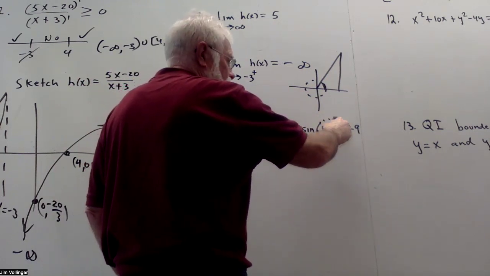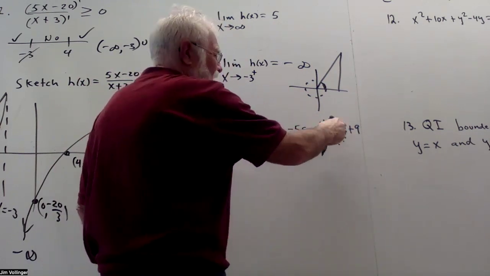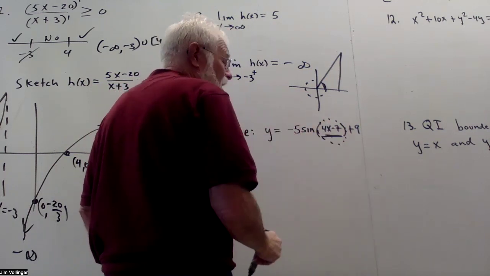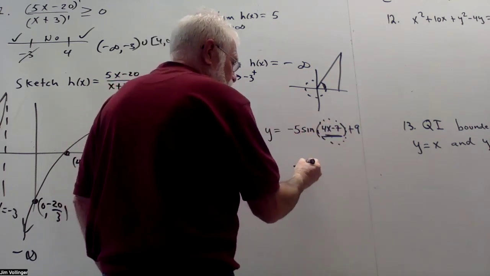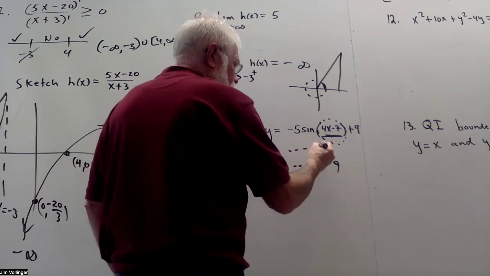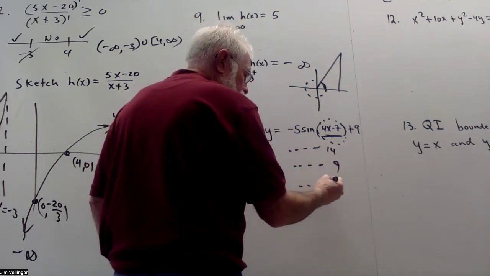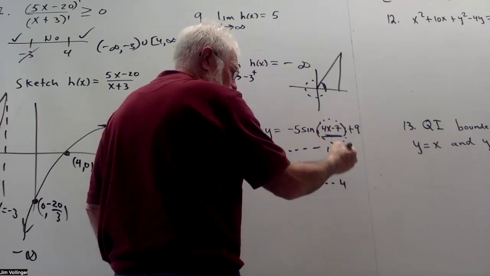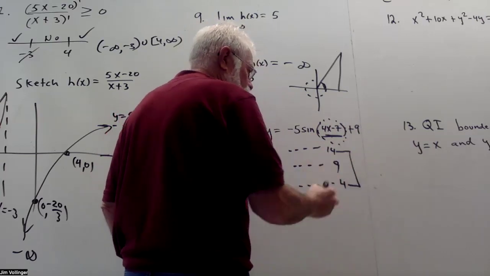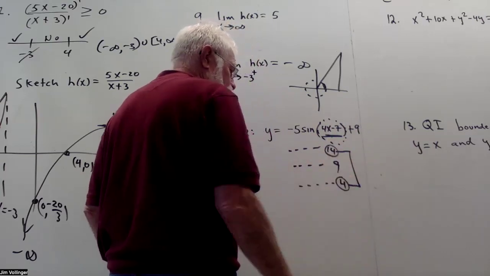I don't care how complicated this gets. Well, it can get pretty complicated with that actually. So the midline is 9, going up and down 5, up to 14, down 5 to 4. This function is always going to kick out numbers between 4 and 14. Between 4 and 14 inclusive.